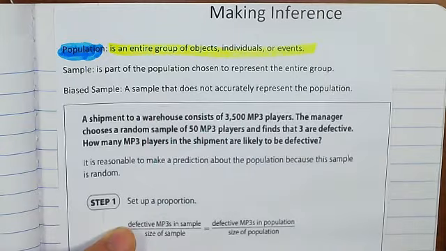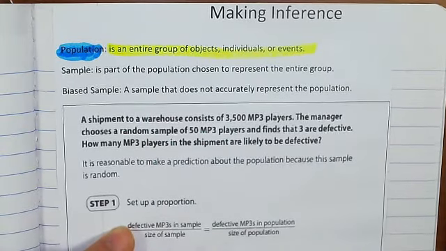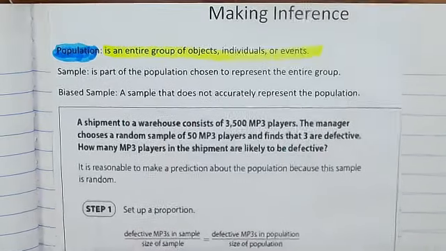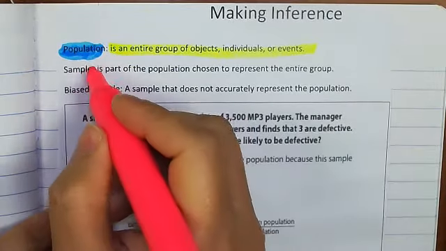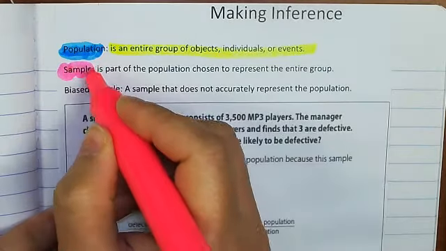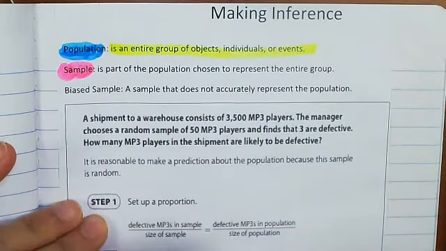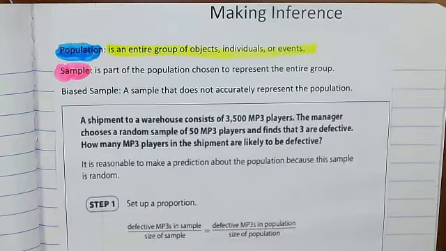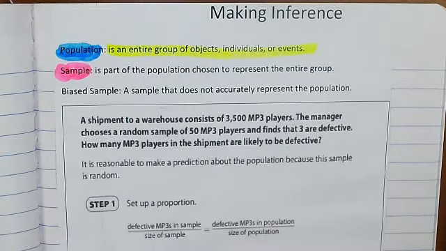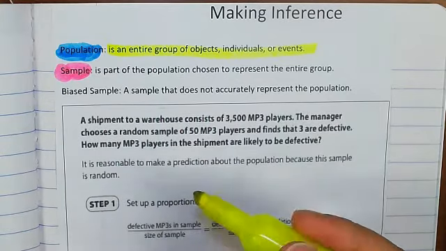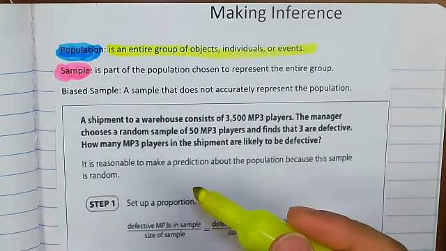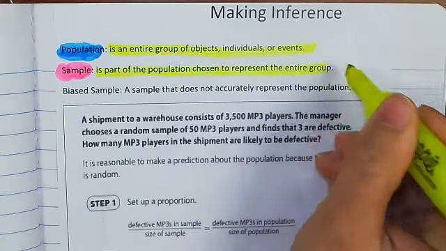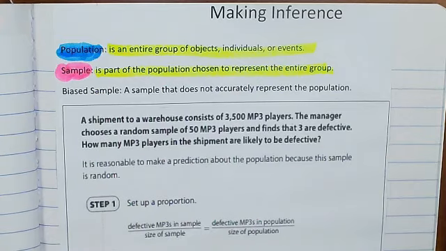Sample means that it is a part of the population, a group from the population that is chosen to represent the entire group. Meaning, if I want to make a conclusion, or an inference, about Plummer Middle School, it's hard for me to go and ask each and every student in Plummer Middle School. So I have to take a group of students that represents the entire population of the school, survey them, and then make a conclusion based on that information collected.